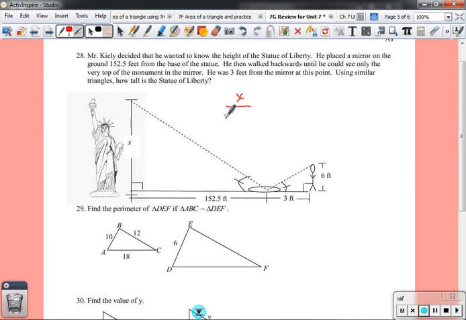But pretty easy. These are similar triangles because of angle, so their sides should be proportional. So x over 152.5 should be equal to 6 over 3. The number of people that miss this problem, guys, look, Mr. Kiley, we're saying that he's 6 feet tall and this is 3 feet. 6 is double 3. All you have to do is double 152.5, okay, which is 305 feet.